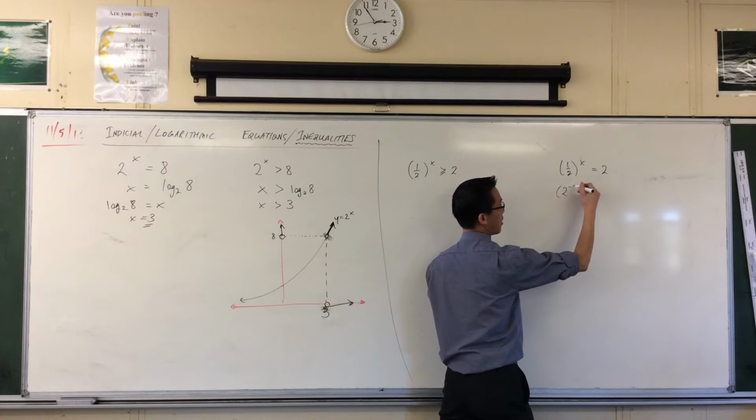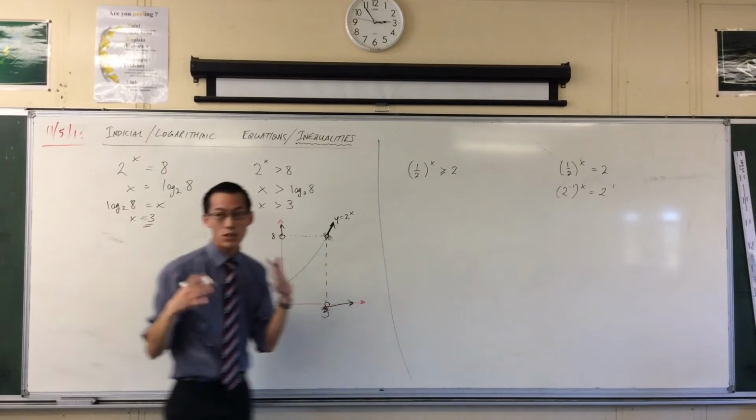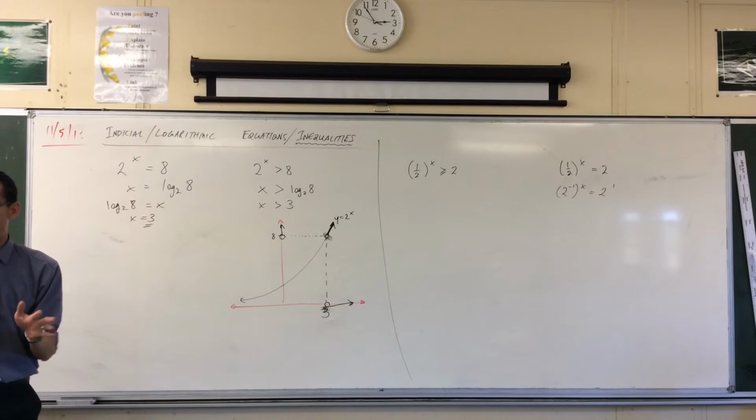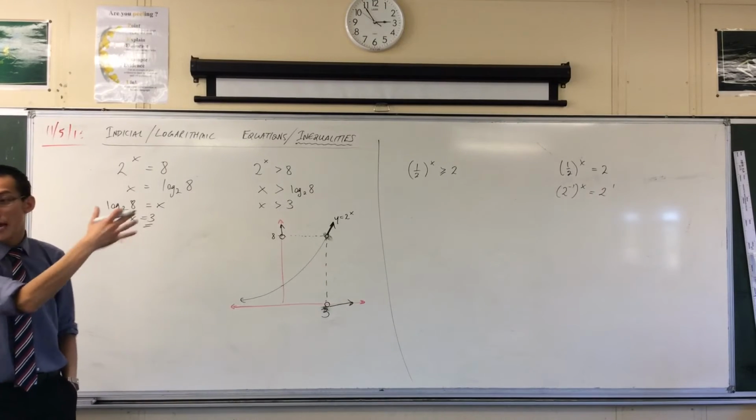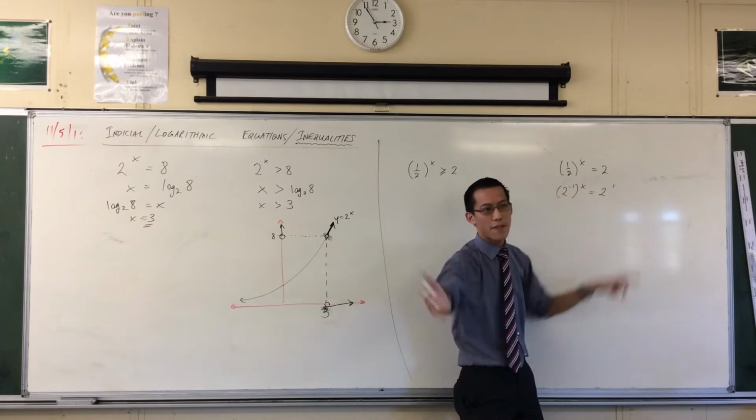If I can avoid logs, if I can keep things in the language they already are, then I'll do that. If they weren't nice neat numbers, like if it was something like (1/2)^x equals 7, then I've got no choice.